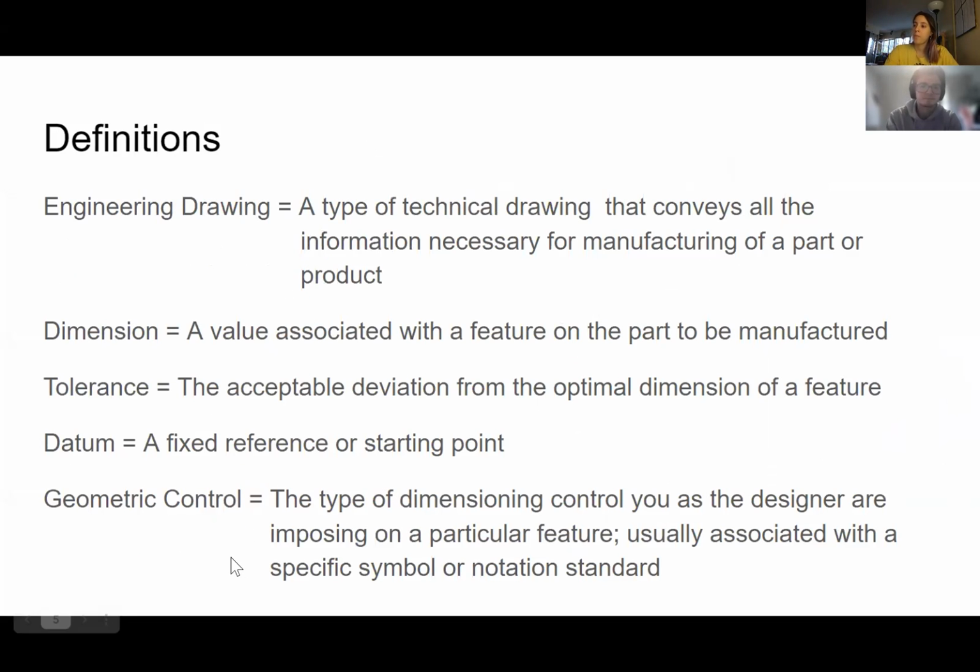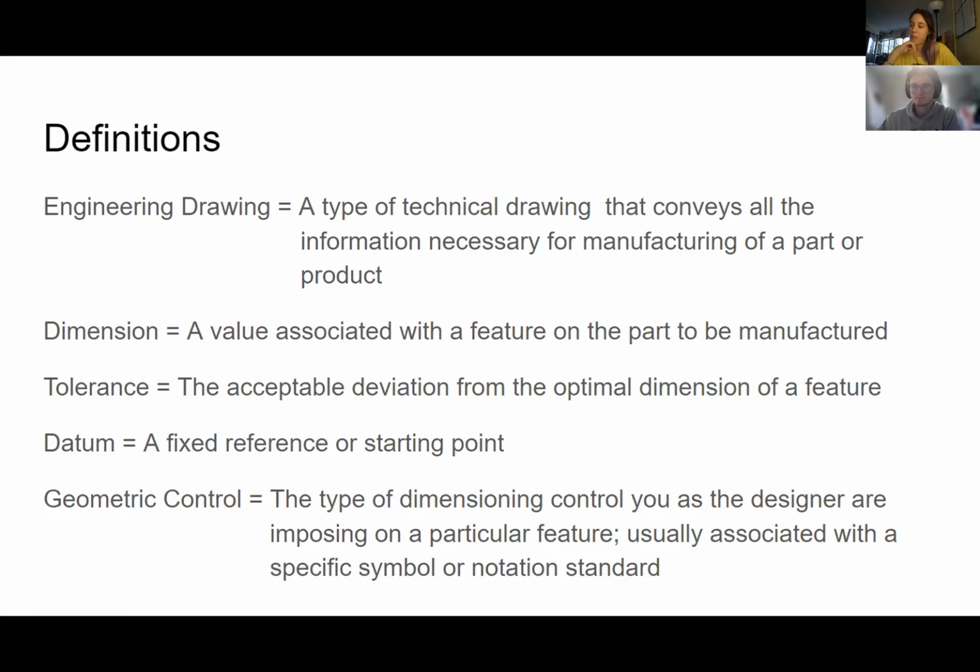So here are a couple of definitions, words that are used when referring to GD&T that are really useful to know. Engineering drawing, first up, is the technical drawing that communicates all the information necessary for manufacturing. The key there is that there's more information than just dimensions, which is what we're going to talk about. It's all the information necessary to manufacture your part.